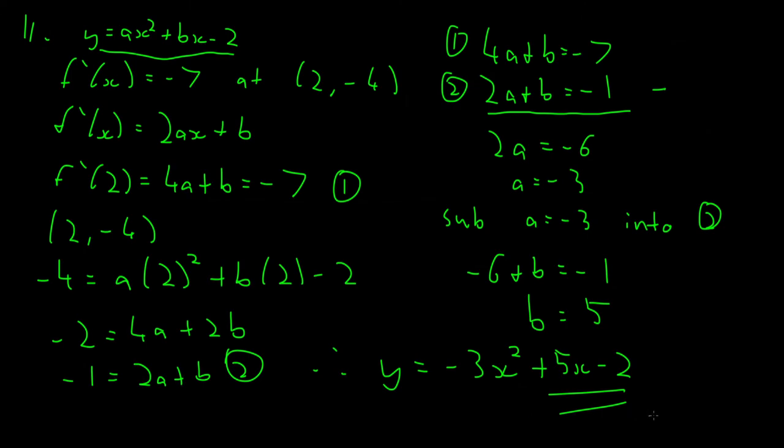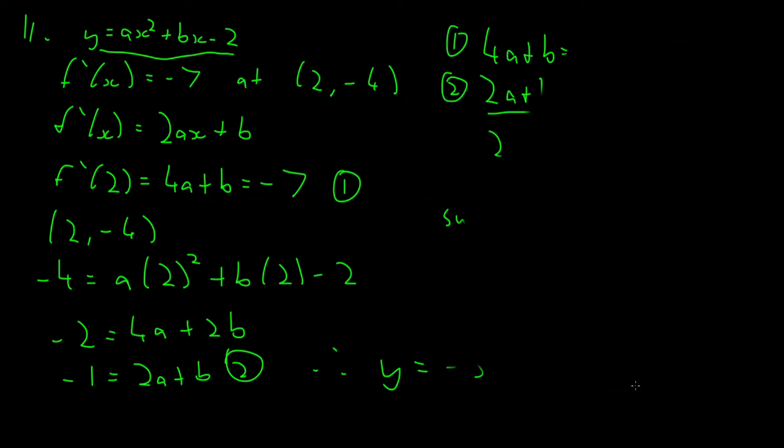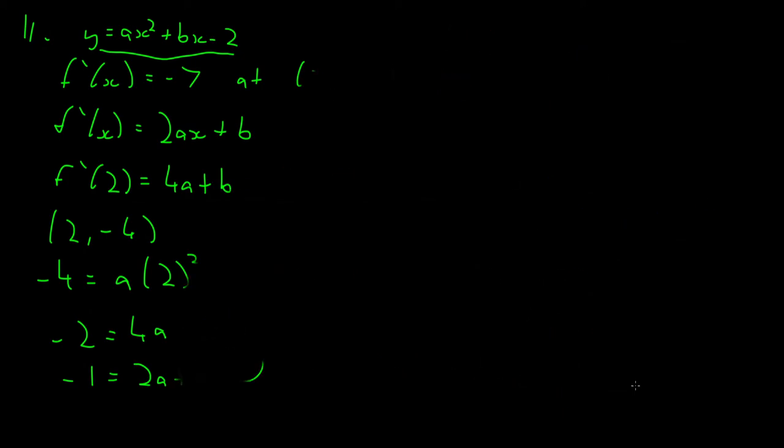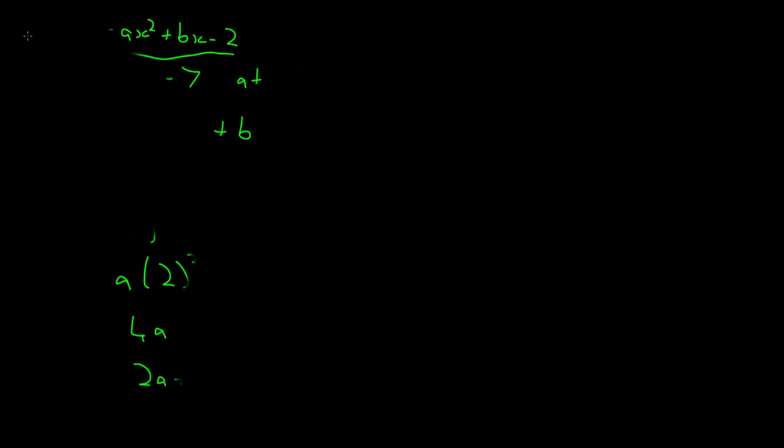And there is your answer to question 11. We've got a equals minus 3, b equals 5, and that's the ultimate equation once you get to the end. Alright, so let's go on to question number 12.